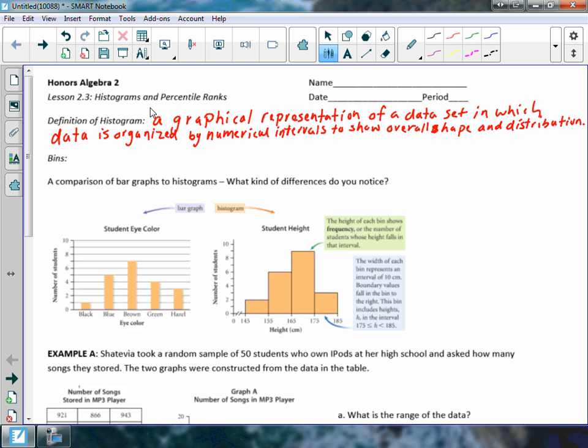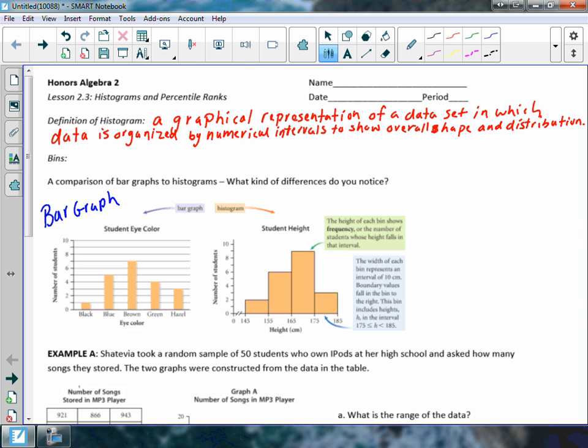So a histogram basically can only be a numerical representation. There is a very stark difference between a histogram and a bar graph. You're probably used to seeing something called a bar graph. This is an example of a bar graph down here. A bar graph is only for categorical data, meaning that it can't be represented through numbers. For instance, eye color. Eye color is not numerical data, and so therefore it would have to be a bar graph to show the frequency or the amount of people with black, brown, blue, green, or hazel eyes.